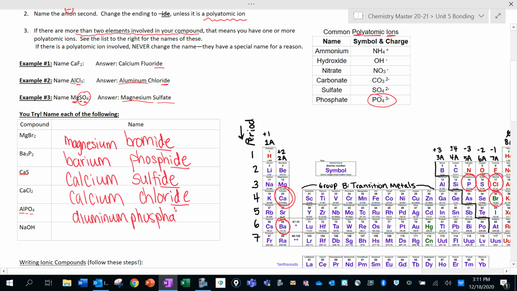And then we'll do one more. We've got sodium, oxygen, hydrogen. Again, we have 3 elements. There must be a polyatomic ion in there somewhere. So if I look at my list, I see an OH here, so that must be hydroxide. So this one right here is sodium hydroxide. All right, so those are some examples of how you can name a compound based on the chemical formula. And then we'll have a separate video talking about writing the formula based on the name.